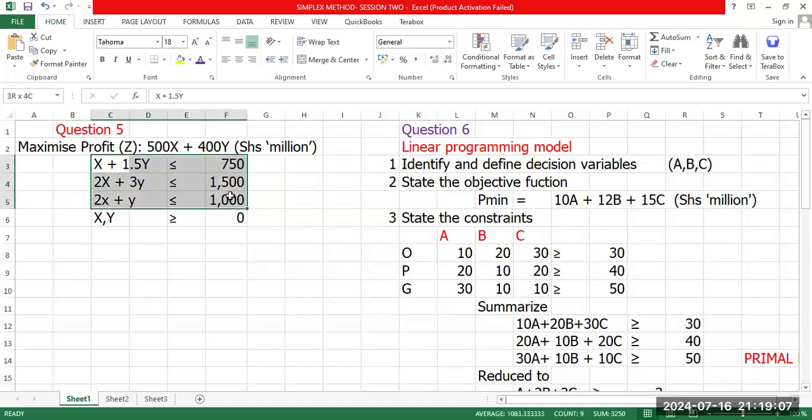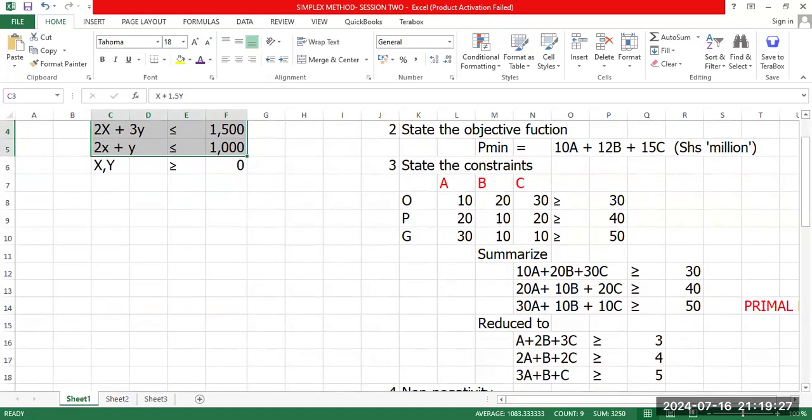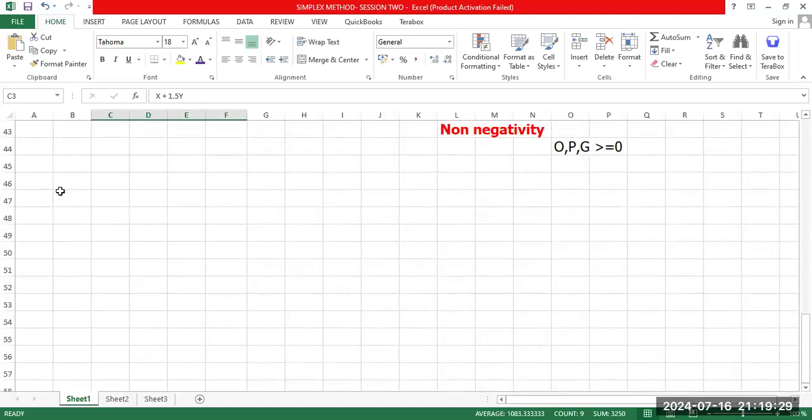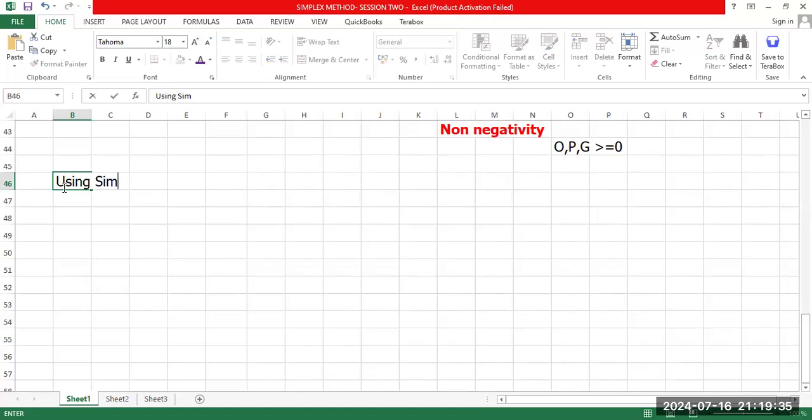This is our model. And we are to use simplex method. Whether you are using graphical method or simplex method, the first step to do is always to formulate linear programming model. Once you have that, then you will be good to go. So we are saying using simplex method, we have steps that we follow.